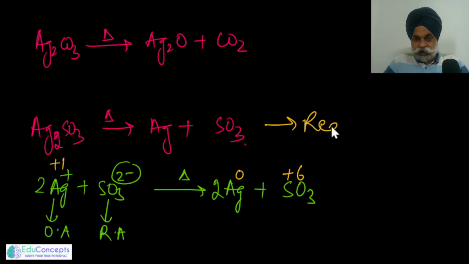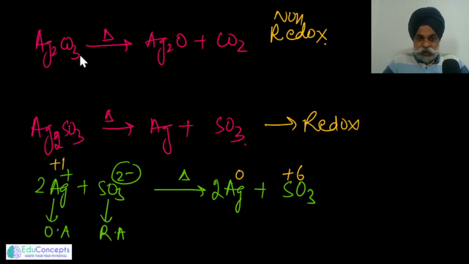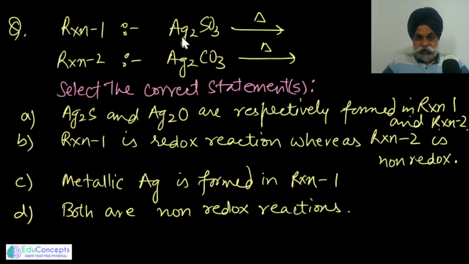This is a redox reaction, and this in fact is a non-redox reaction, because carbonate ion is not going to do any reduction of silver. So this is very important. So what options do we get in this case?